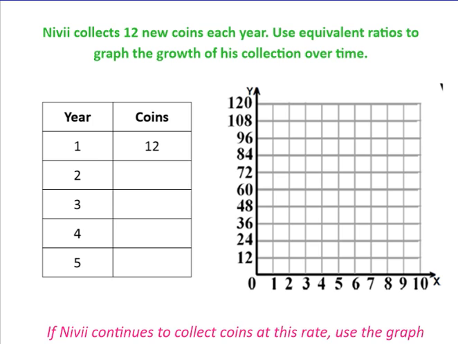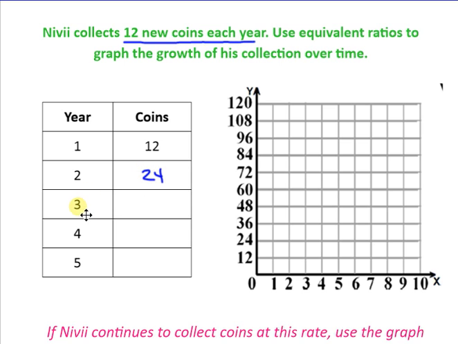All right, so now that we've looked at word problems, let's look at tables and graphs. So Nivy collects 12 new coins each year. Use equivalent ratios to graph the growth of his collection over time. So if he collects 12 coins in 1 year, how can we use equivalent ratios to find out how many coins he's going to collect in 2 years? Well, if he collects 12 coins in 1 year, then he's going to collect double that in 2 years. So 24 coins in 2 years.